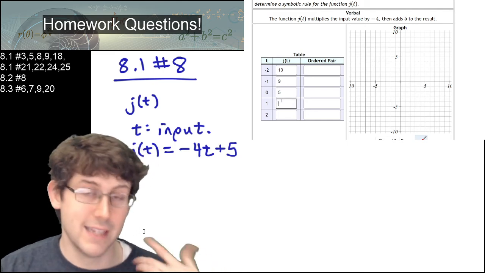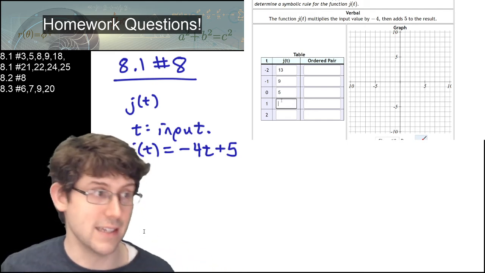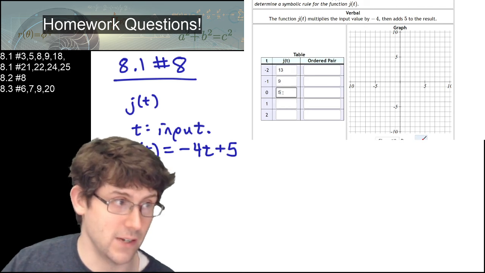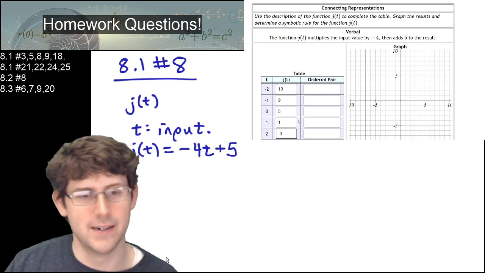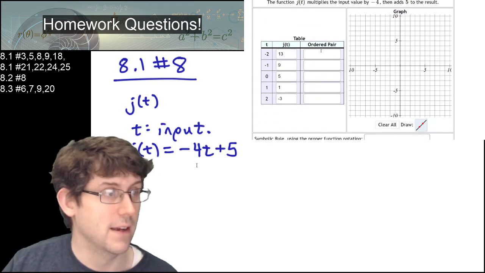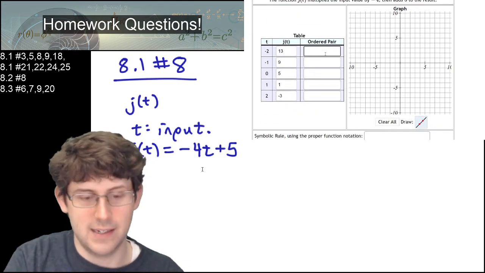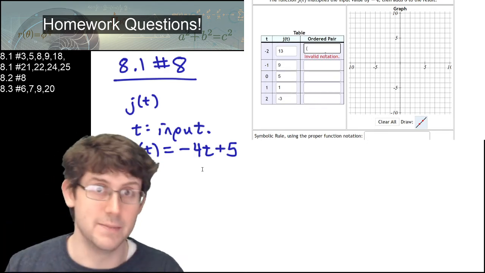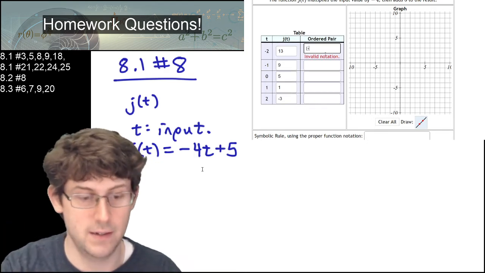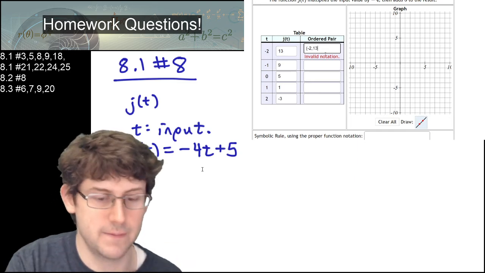Eventually, for a linear function like this, you might start to see the pattern that all these numbers are just going down by 4 each time. Once you notice the pattern, follow the pattern. That's fine. Then an ordered pair is a pair of numbers. That's why it's called an ordered pair. And the ordered part means you put the input first and the output second.